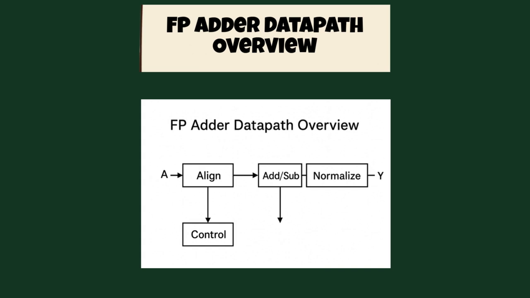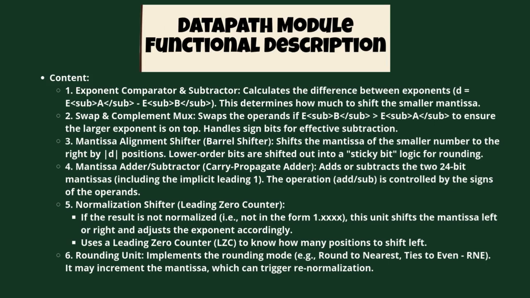Exponent comparator and subtractor. This block compares the exponents of A and B and computes their difference. This determines the amount of right shifting. Swap and complement block. If exponent B is larger, the system swaps the operands to maintain consistency. If subtraction is required, signs are complemented. Mantissa alignment shifter. A barrel shifter shifts the smaller mantissa right by the exponent difference. Shifted bits contribute to the sticky bit.